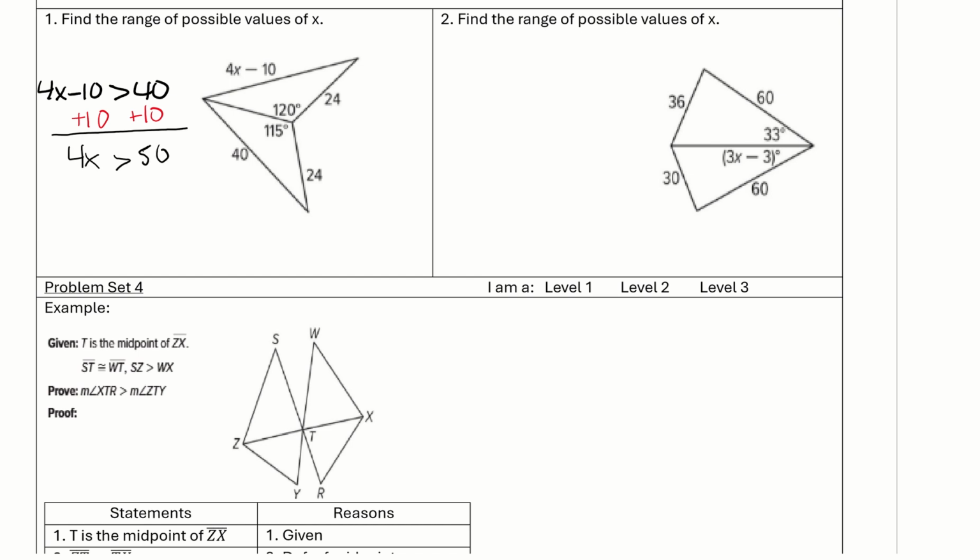All right, so we're going to add 10 on both sides. We're going to divide by 4. We get x is greater than 50 divided by 4, that's the same thing as divide by 2. So it's 25 over 2. That's the same thing as 12 and a half. But that's good. So x is greater than 25 over 2.